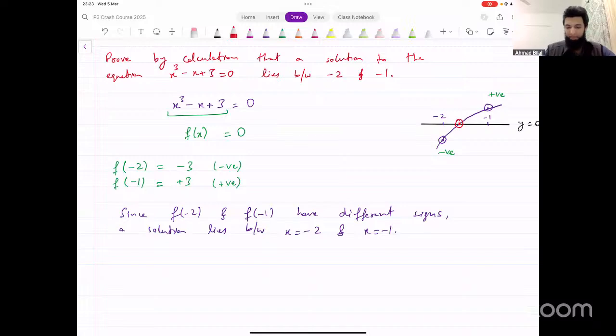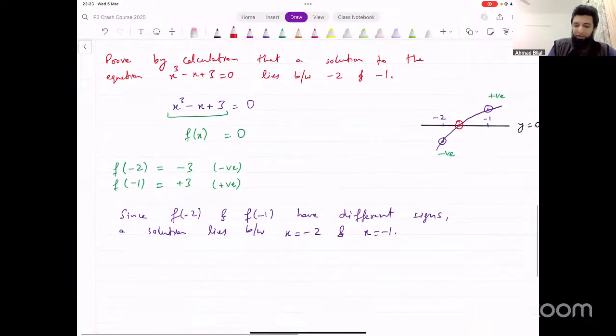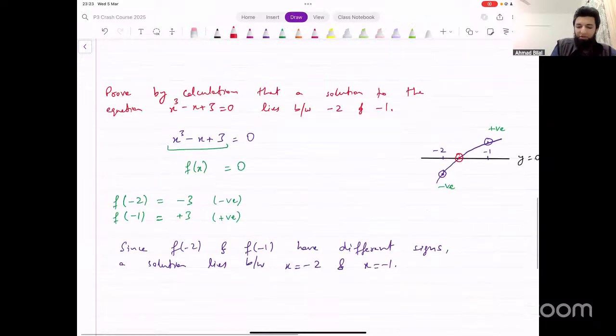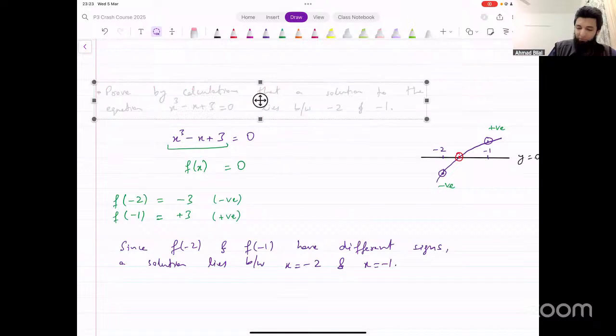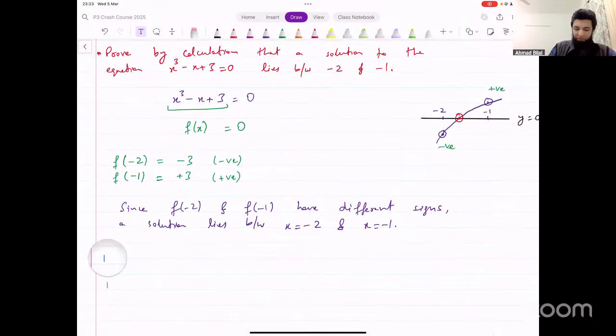Okay. This is one thing that we have to do. It's a standard question that you will see in this topic. You have to prove by calculation that a solution of an equation lies between two given values. Okay. Now, this is one example of that. Let's take another example in which it's not as straightforward as this. So let's say you have to prove that the solution of an equation lies between some other two values.